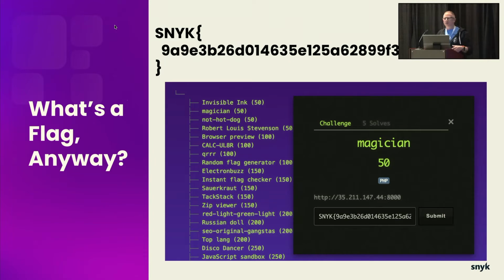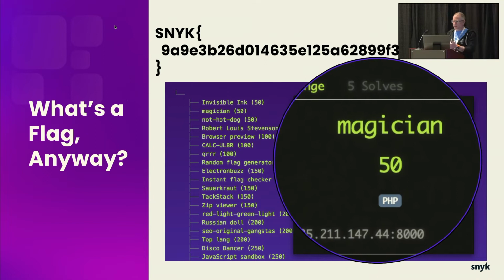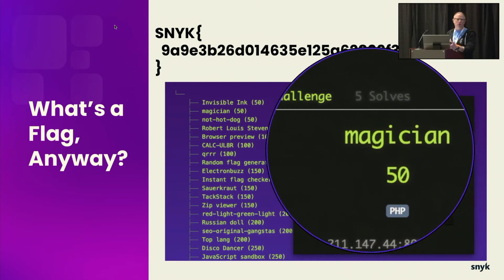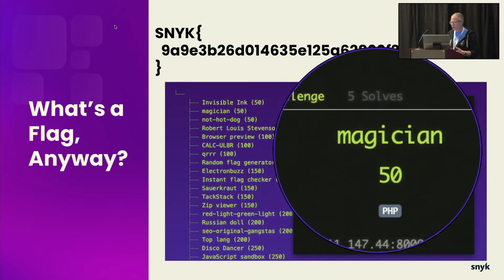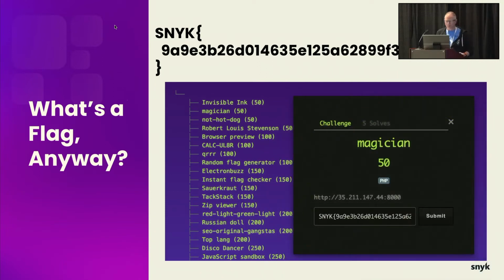Sometimes it's looking at the contents of a file. Sometimes it's hitting an endpoint in just the right way and it responds with the flag. But when you see that Snyk with the set of curly braces, you have revealed a flag, you copy and paste it into the input, and then you get whatever points are associated with that challenge. In this case, there is a real challenge called Magician. We're not going to be doing it today, but you drop the flag in here, click Submit, and then you get your 50 points.